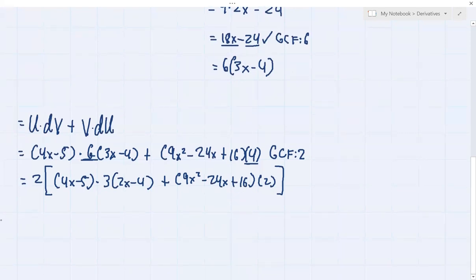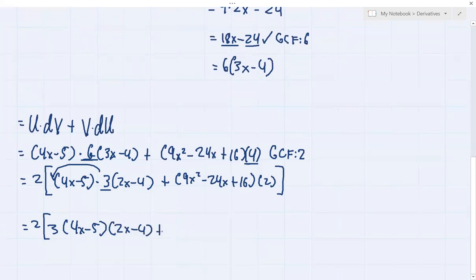Right? So, first, so we don't get confused, I'll bring all the constants to the front. So, this 3, I'll put it in front here. So, I will have 3 times quantity 4x minus 5. Then, 2x minus 4. Plus, this 2, I'll put it in front. So, it becomes 2 times quantity 9x squared minus 24x plus 16. Okay? Then now, let's distribute the constants.